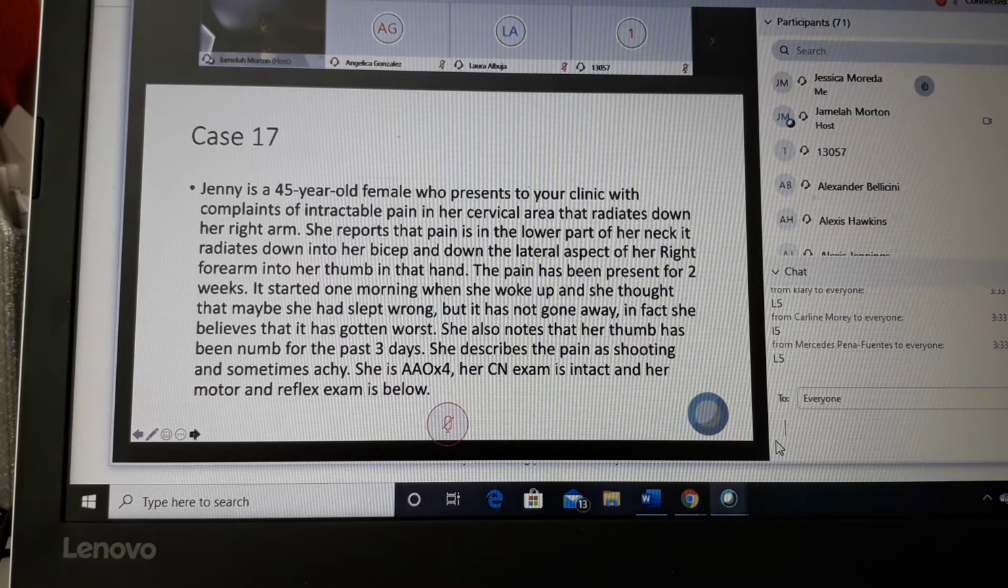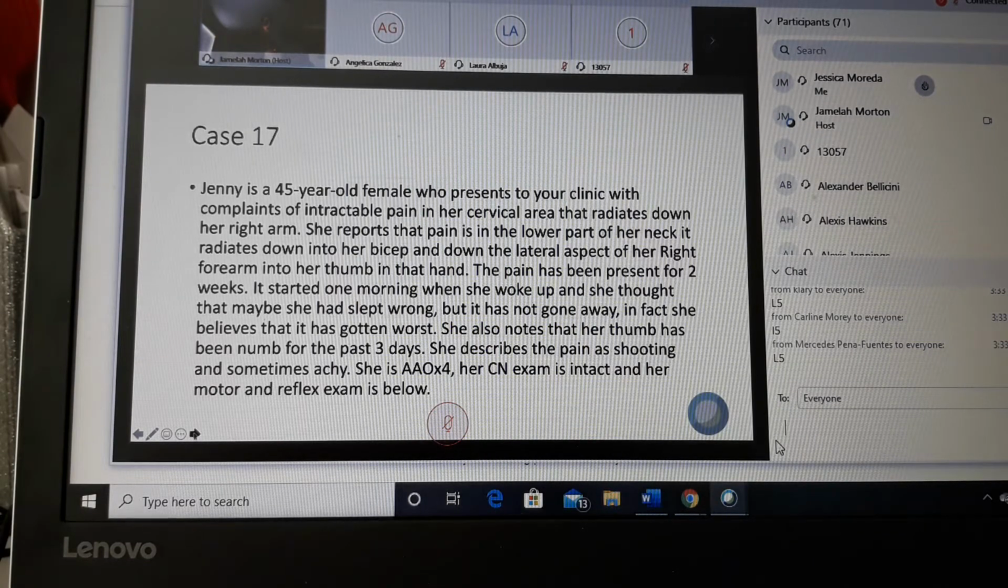Jenny is a 45-year-old female who presents to the clinic with intractable pain in her cervical area that radiates down her right arm. She reports the pain in the lower part of her neck radiating to the bicep, down into the lateral aspect of her right forearm, into her thumb. The pain has been present for 2 weeks. It worsens on moving.